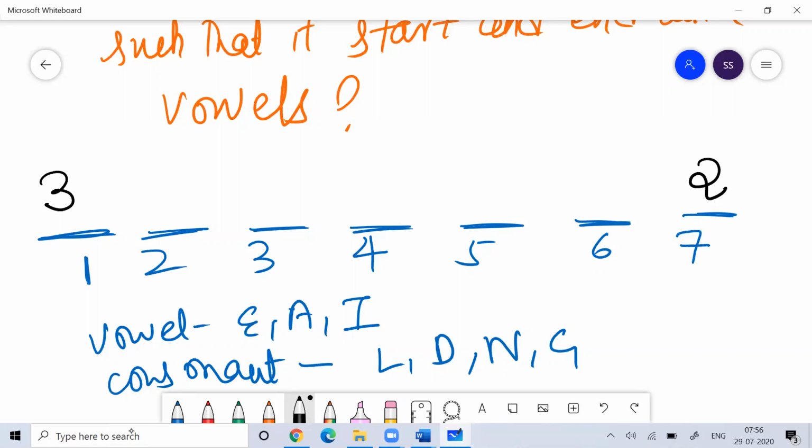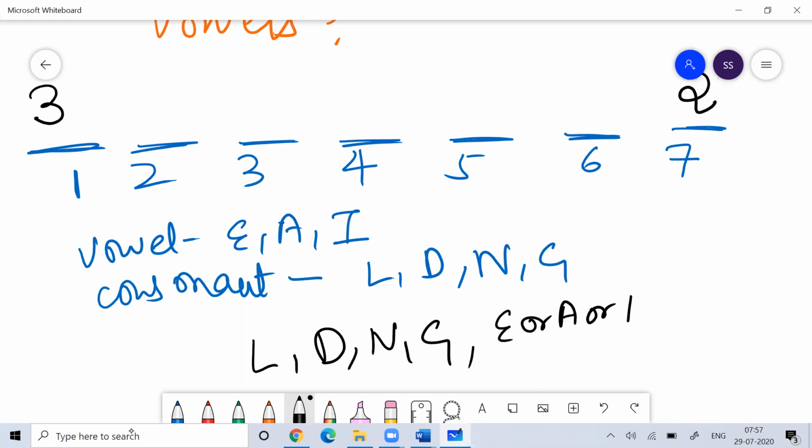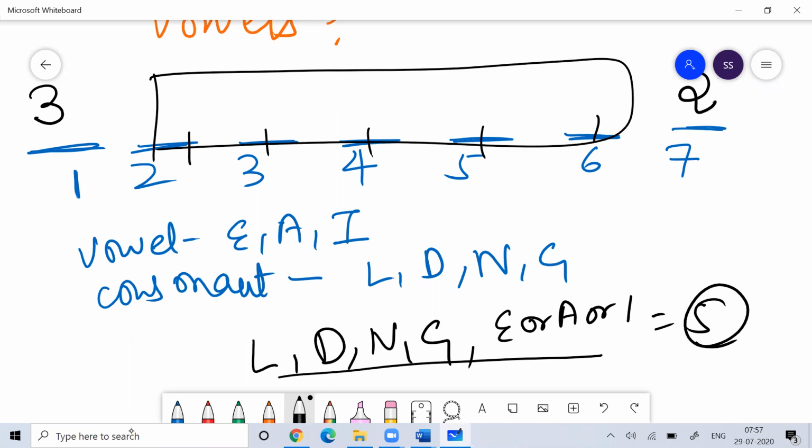So how many alphabets are left? The alphabets left are L, D, N, G, and one of the vowels, either E or A or I. So now five alphabets are left and five places are there: 1, 2, 3, 4, 5. Five alphabets in five places can come in how many ways? 5 factorial ways.